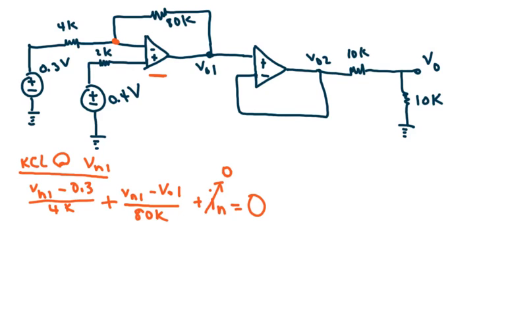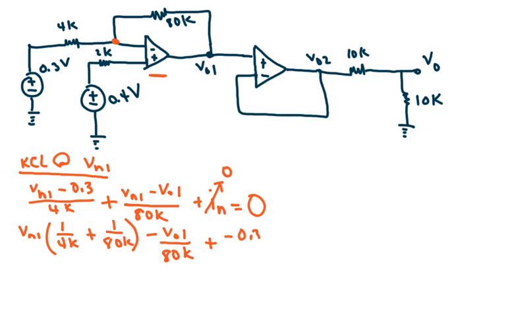So then we can work on grouping our like terms. So we have Vn1, 1 over 4K plus 1 over 80K, minus V01 over 80K plus 0.3 over 4K equals 0.